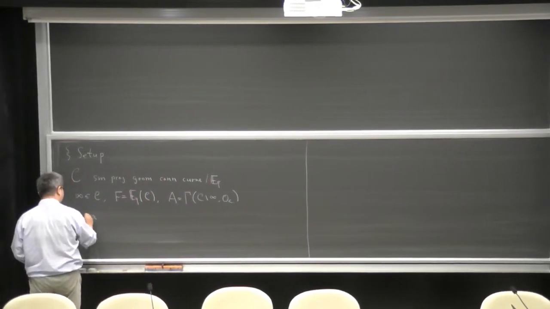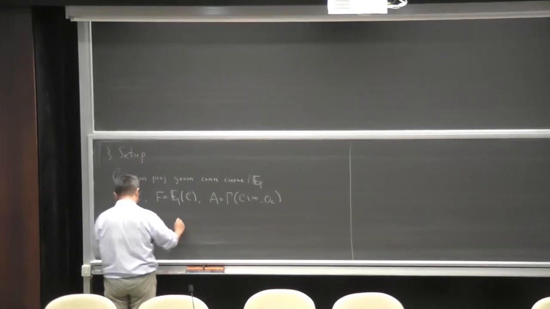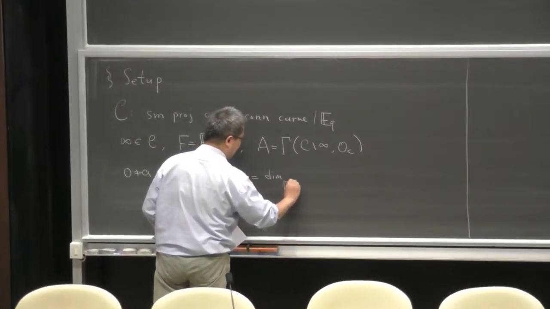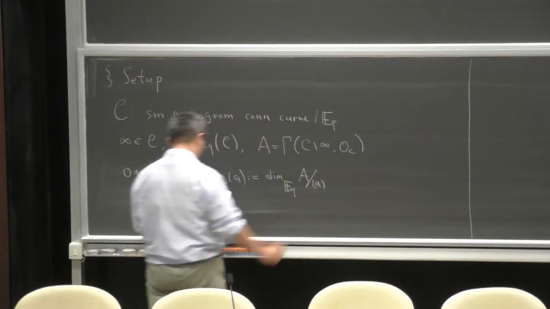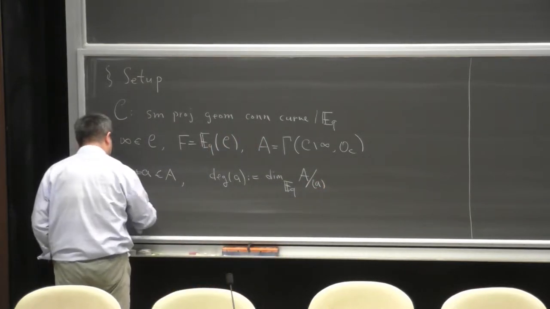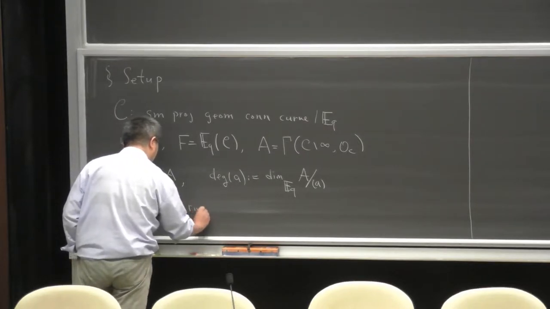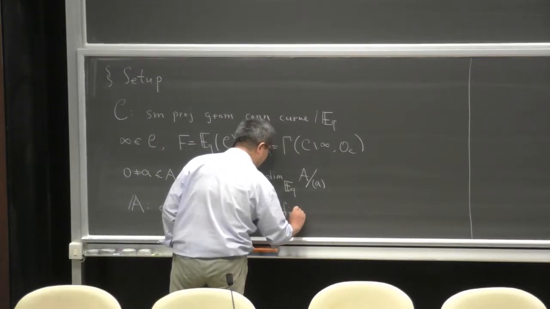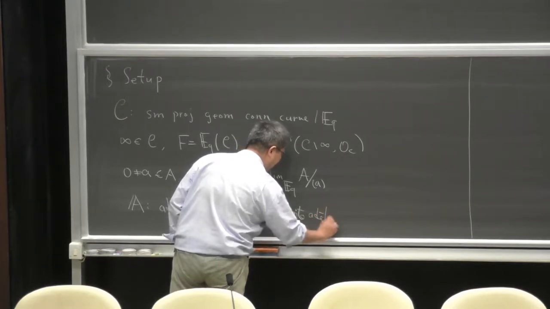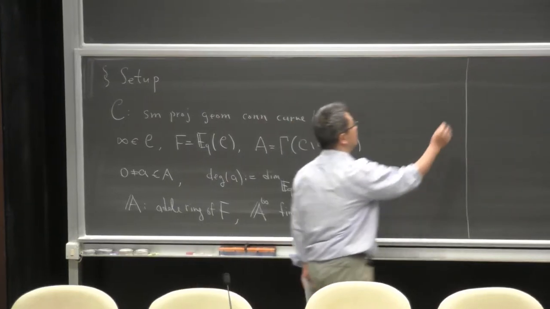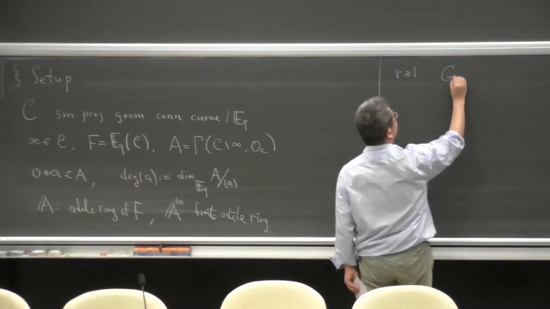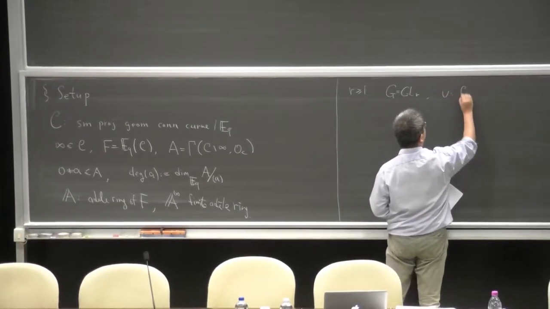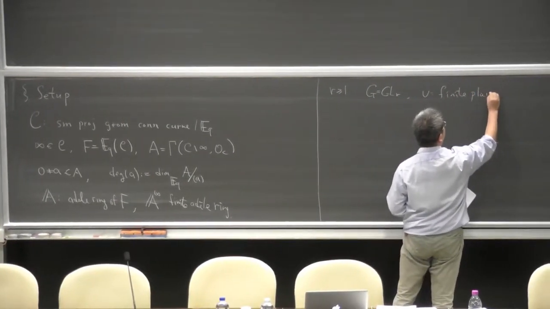For any non-zero element a in A, we define the degree of a to be the dimension of A modulo the ideal generated by a. We also denote by A-hat the adele ring of F, and A-hat-infinity the prime-to-infinity finite adele ring. Let r be an integer greater than one, and put G equal to GL_r. Then we let v be a finite place of A.